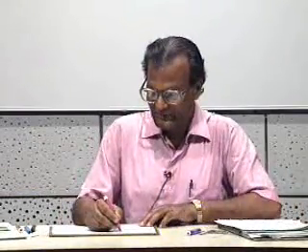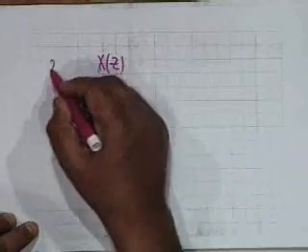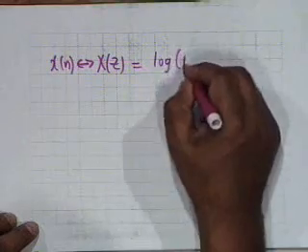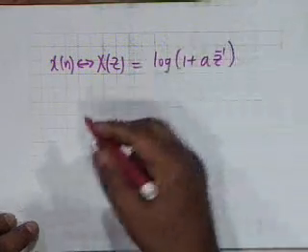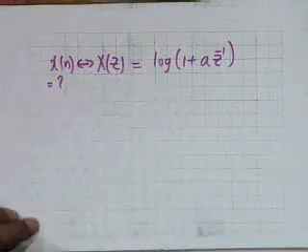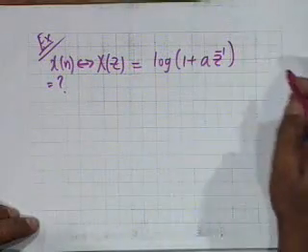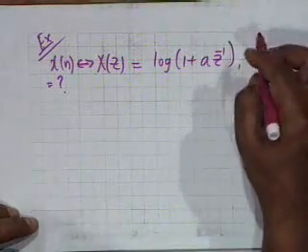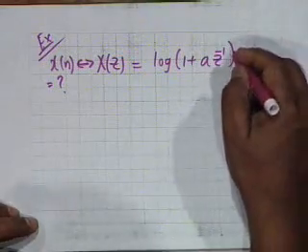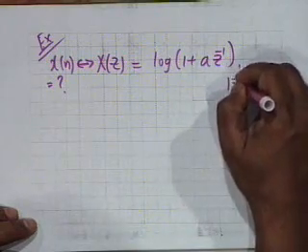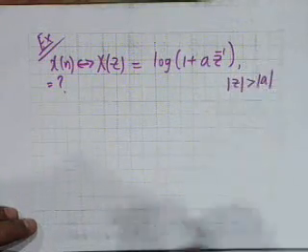As an application of this property, let's consider finding x of n corresponding to capital X of Z. This example we had done earlier: log of 1 plus a Z inverse. We shall now find x of n by applying this differentiation theorem. Let's see how to do this. You know the ROC of log of 1 plus a Z inverse, if it is to be the Z transform of a sequence, must be mod Z greater than mod a.